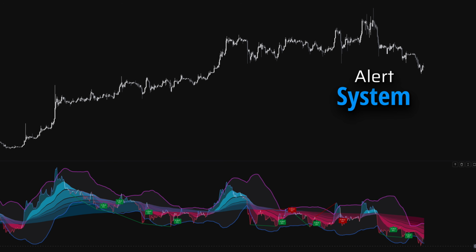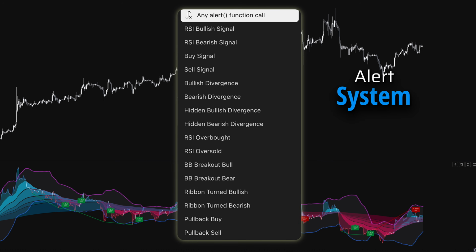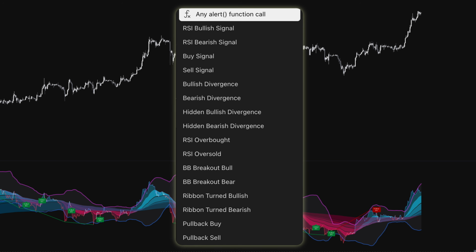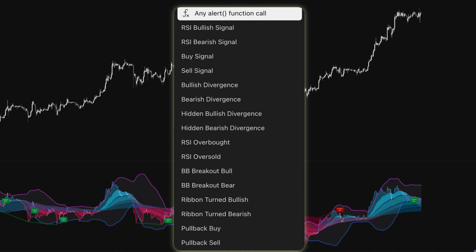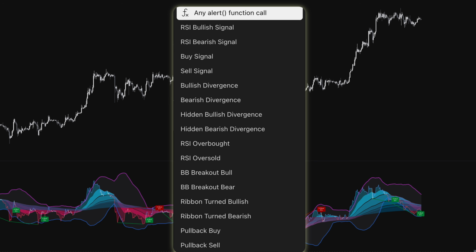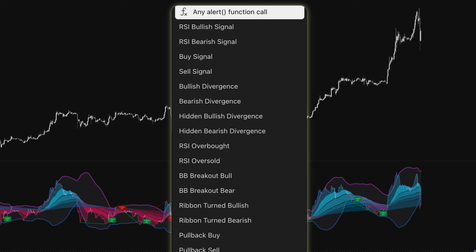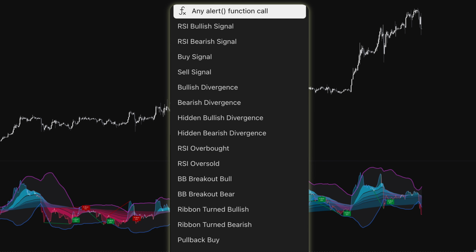TP RSI Pro includes a full set of alert conditions covering every signal type the indicator produces. Available alerts include RSI bullish and bearish threshold crosses, buy and sell signals, pullback buy and pullback sell signals, BB breakout bull and bear, ribbon turned bullish and ribbon turned bearish, regular and hidden divergences in both directions, and RSI overbought and oversold level crosses.